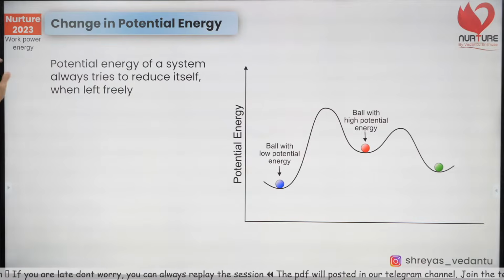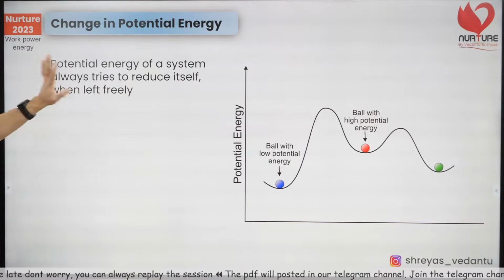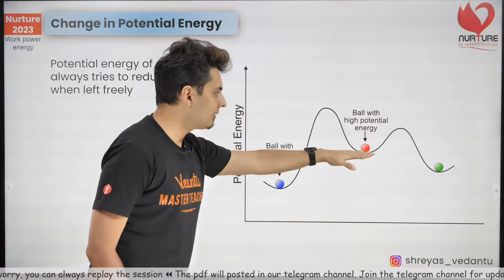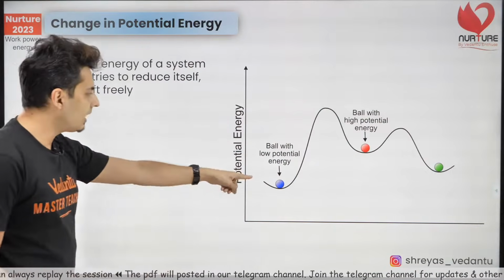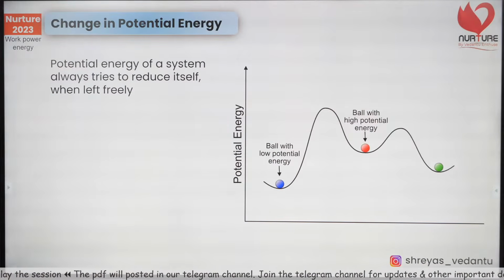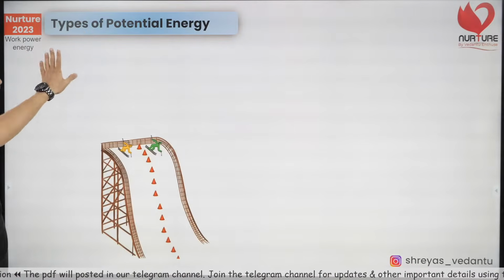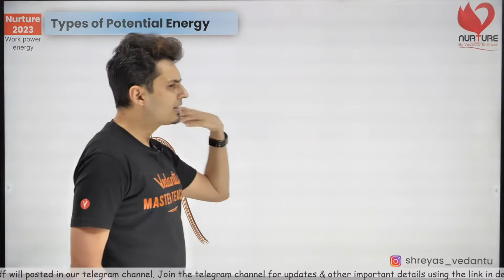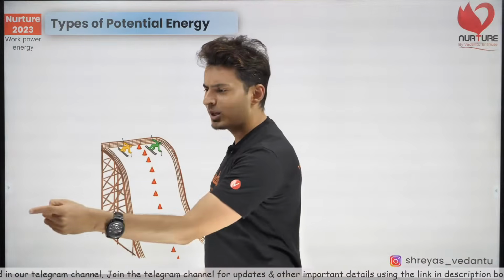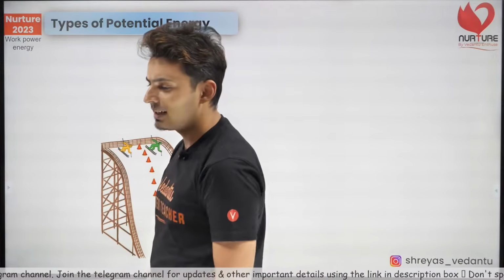Potential energy of a system always tries to reduce itself when left freely. So if you leave this ball freely, it will definitely try to lower its potential energy. Keep this in mind. Okay, now going to the next part. What are the different forms of potential energy? Come on, let me know in the chat box right now.